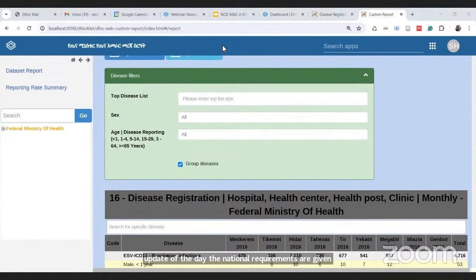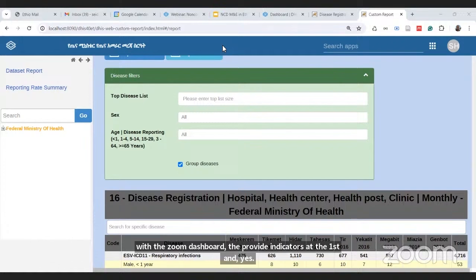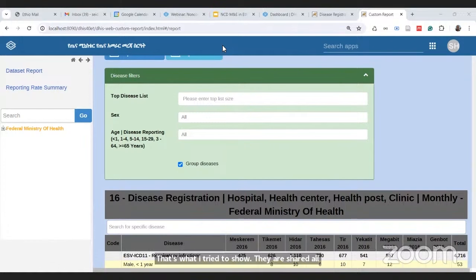Does your dashboard provide indicators at the facility level? Yes, these dashboards I tried to show are shared with all the users with the analysis privilege. They can see the current configured dashboards, or they can configure their own, which sometimes is the case.